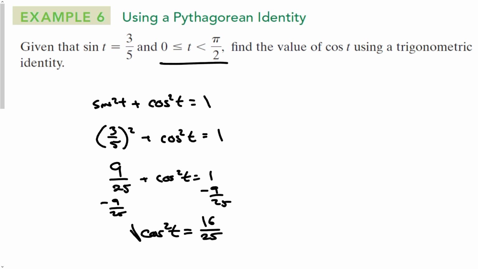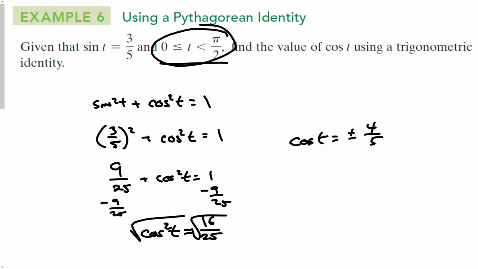I take the square root of both sides, and you get that the cosine of t is going to be equal to, now when you take the square root of both sides in an equation, you do get a plus or minus, but that's where this comes in. That piece of information right there told me that this answer must be positive, because it's in the first quadrant. And the x coordinate and the y coordinate in the first quadrant must be positive. Okay, so my answer would be 4 over 5.